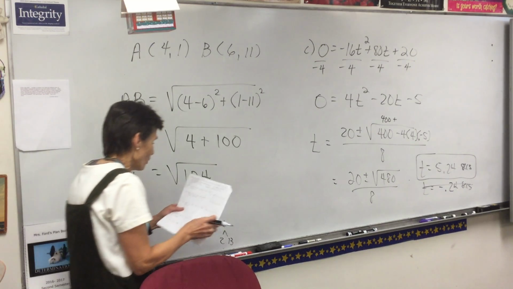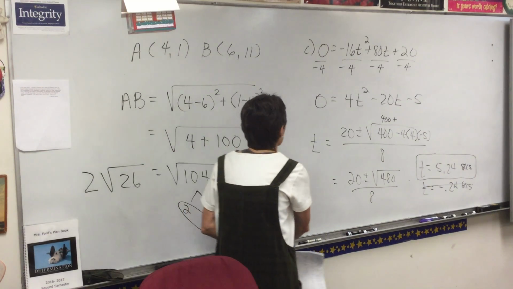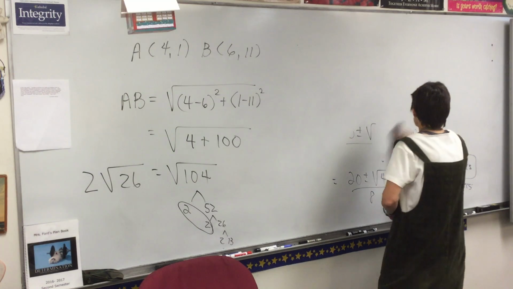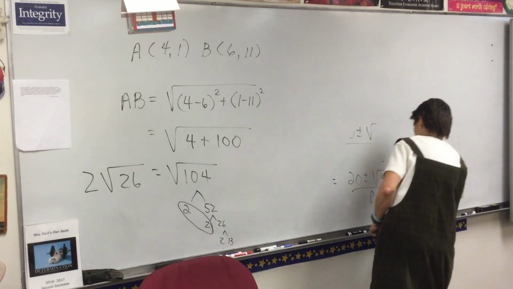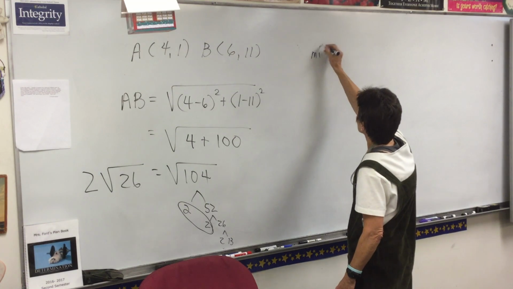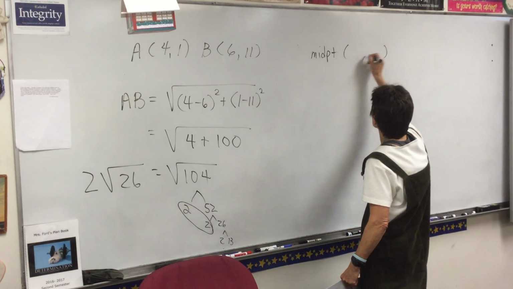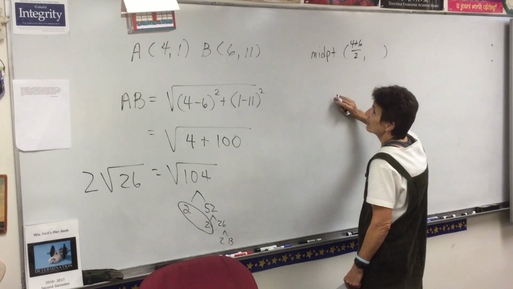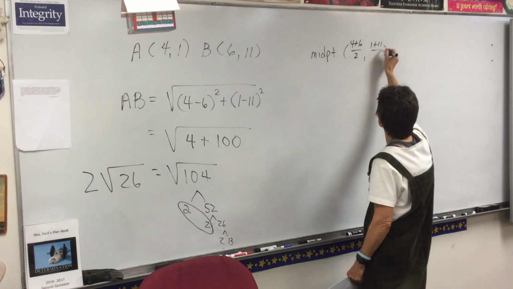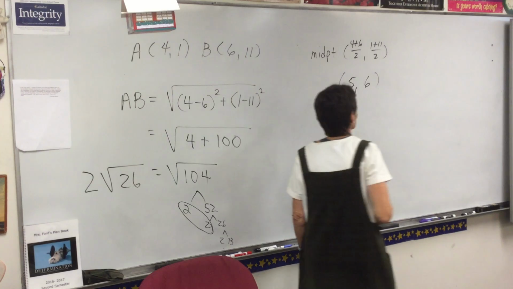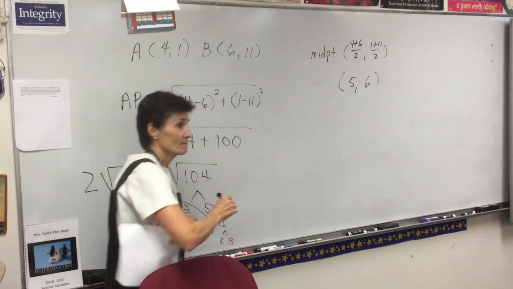One more problem. What's the midpoint? What is the midpoint of these 2? Average. So the midpoint will be 4 plus 6 and 1 plus 11, over 2. So 5 comma 6. All right, 5 comma 6.